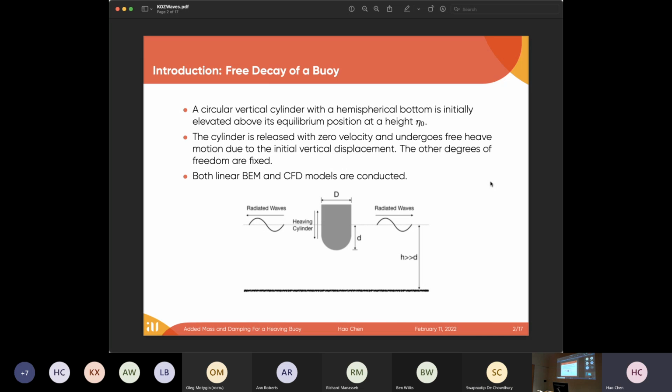We actually conduct both the linear boundary element method, basically a potential flow model, and also the CFD model in OpenFOAM, just to compare the results on the added mass and the damping coefficient.